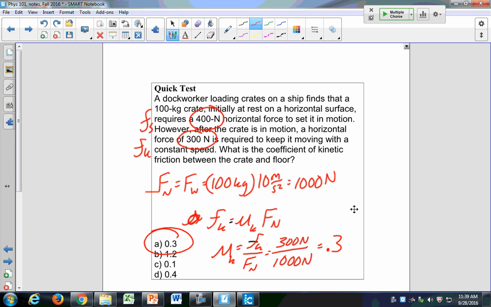Simon? Right, Fk is 300 because it says after the crate is in motion, the horizontal force is required to keep it. It's also the smaller of the two forces.